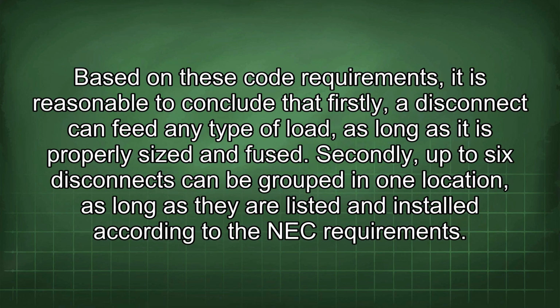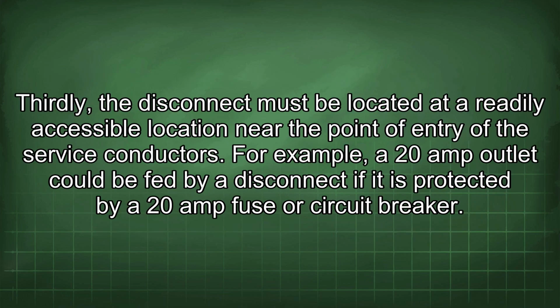Based on these code requirements, it is reasonable to conclude that firstly, a disconnect can feed any type of load as long as it is properly sized and fused. Secondly, up to 6 disconnects can be grouped in one location as long as they are listed and installed according to the NEC requirements. Thirdly, the disconnect must be located at a readily accessible location near the point of entry of the service conductors.